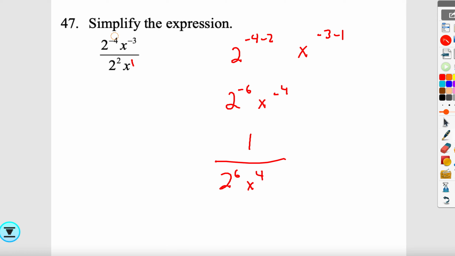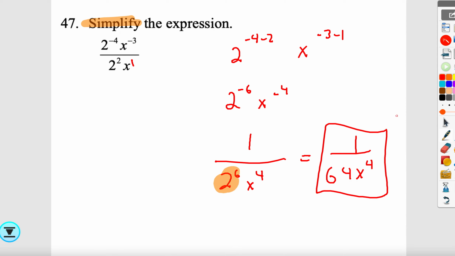But remember, it wants us to simplify. So guess what? 2 to the 6 can be a value. It's 2 times 2 times 2, 6 times, which is just what? 1 over 64x to the 4th. And we're done.